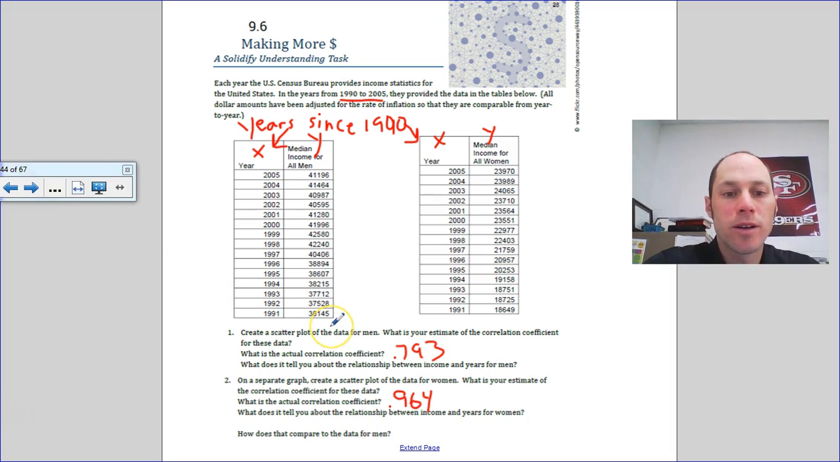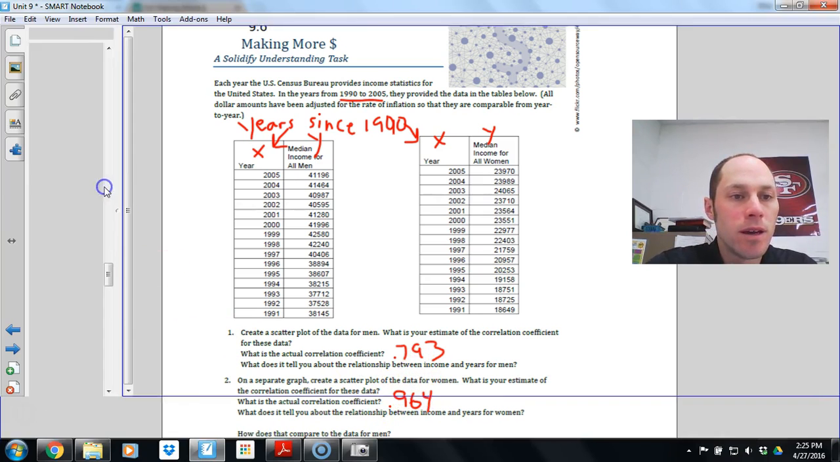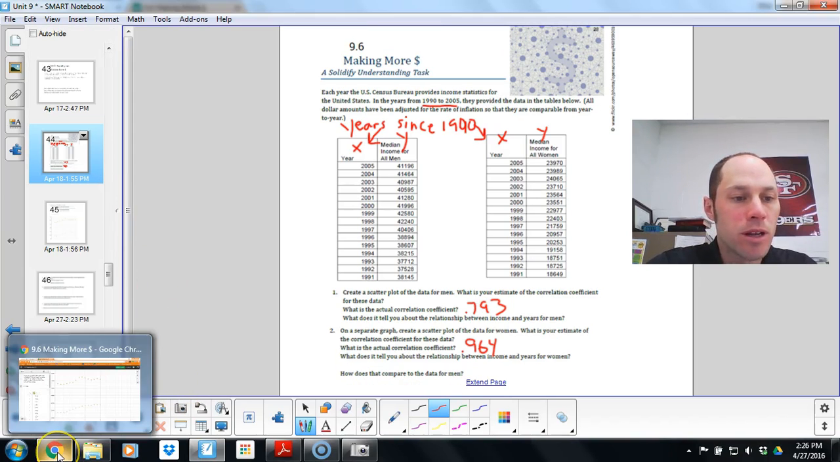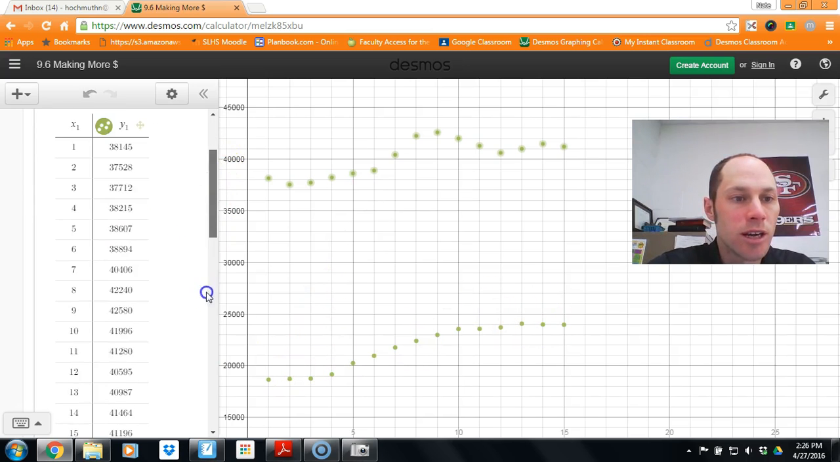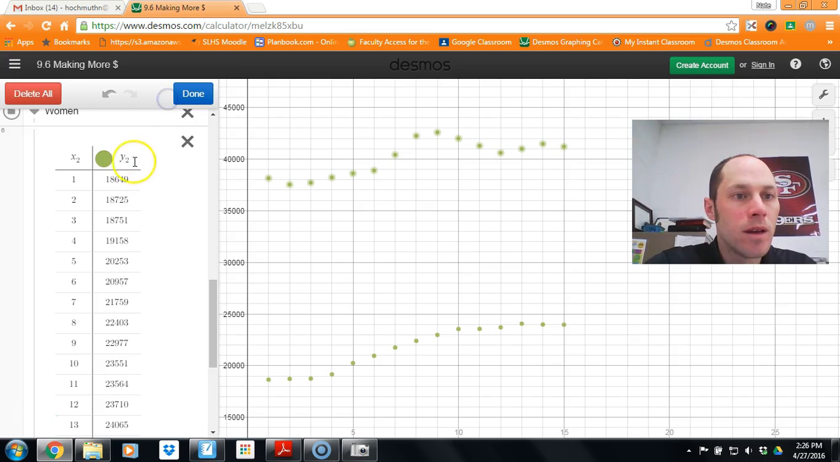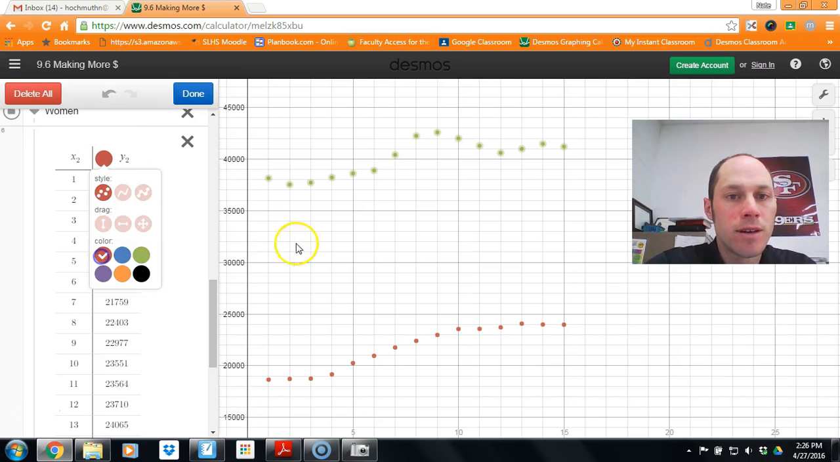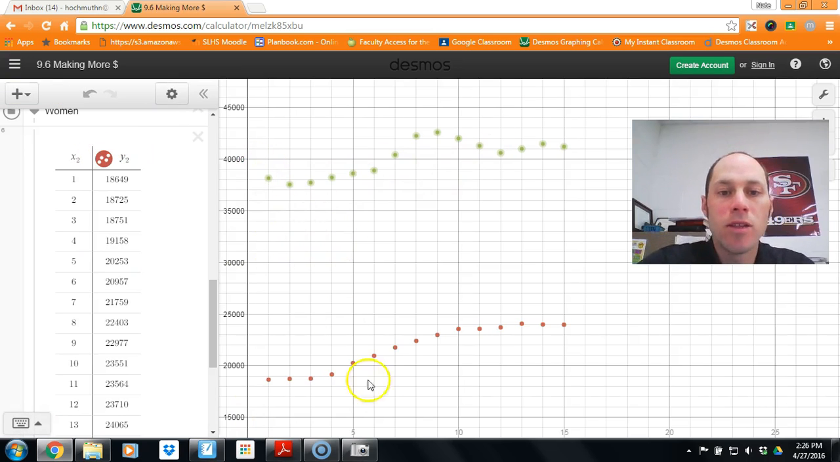Okay, so you predicted your correlation coefficient. The actual correlation coefficient for the men was 0.793 and for the women was 0.964. Hopefully you got pretty close to that. When you made your scatter plot, the men are in green here, and I guess the women are also in green. Change that color.